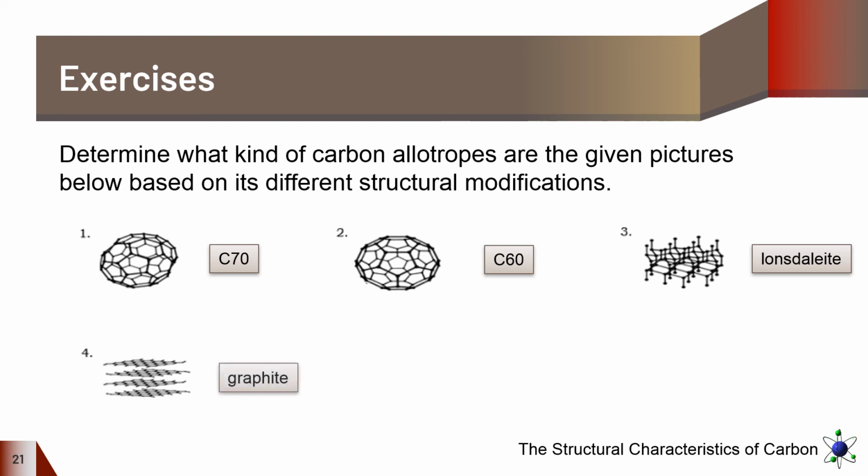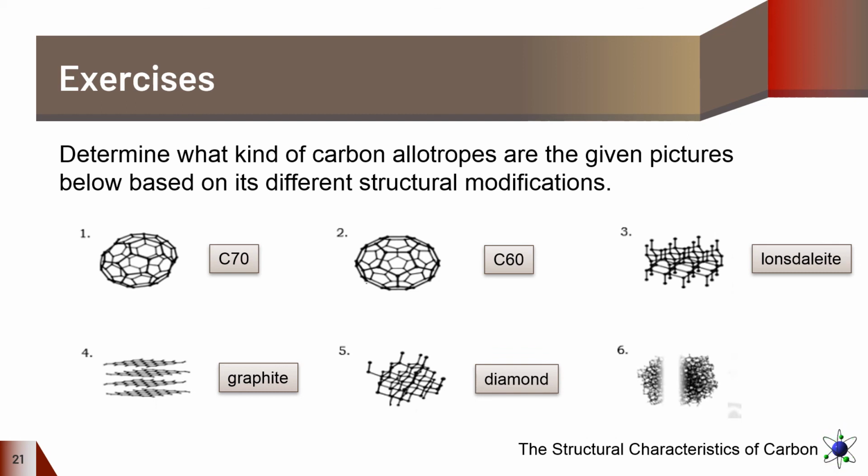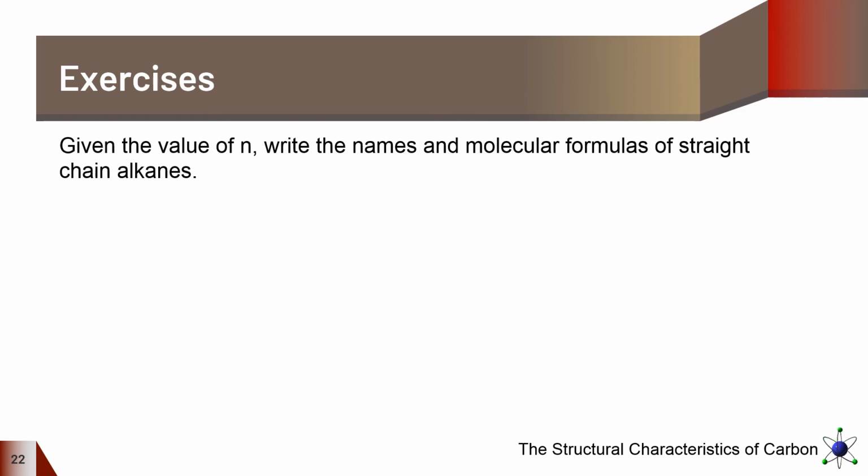For number 4, this is an allotrope known as graphite. Number 5, this one is known as the structure of the diamond. And number 6, this is amorphous carbon. Very good. Let us move on to another set of exercise.